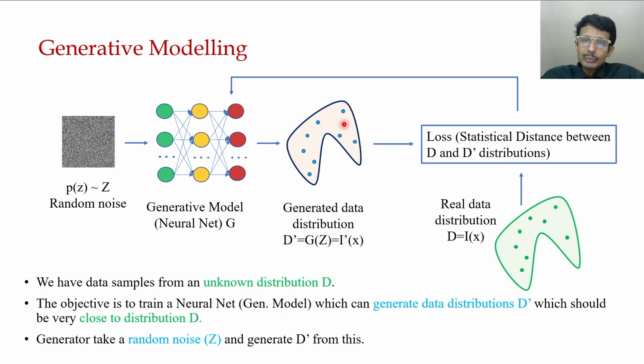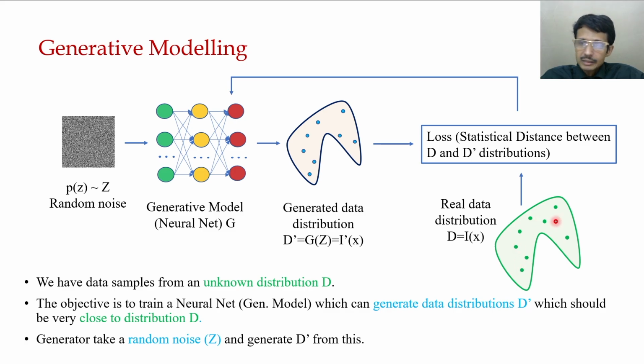So from where we start, what have we been given? We have been given an unknown distribution D like this. This is a real data distribution. And this data distribution we don't know, because that's why it is called an unknown distribution. We don't know D, but we know D by virtue of these samples.